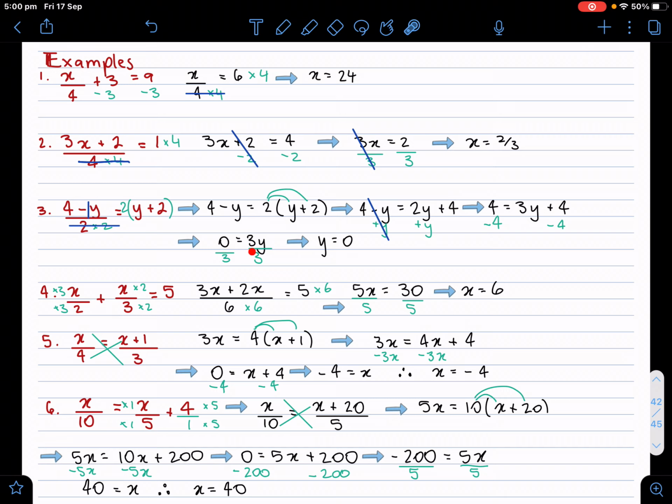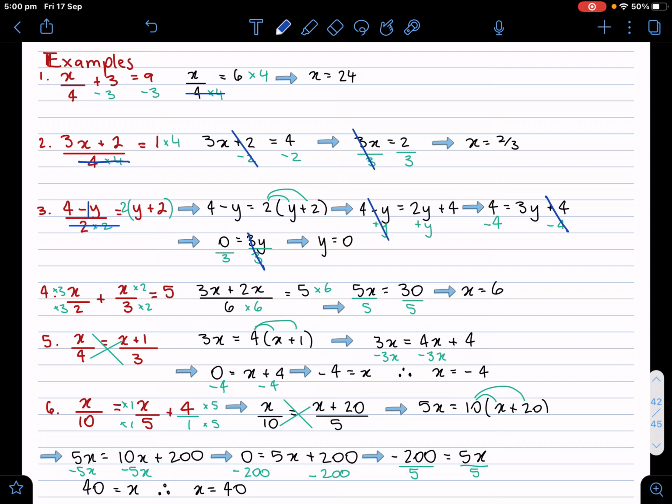But y is still not by itself. We have 3 times y. So what's the opposite of 3 times y? Divided by 3 on both sides. So I'm going to divide both sides by 3. That cancels this out. And I'm left with y equals 0. Sometimes you can get the pronumeral equals 0.